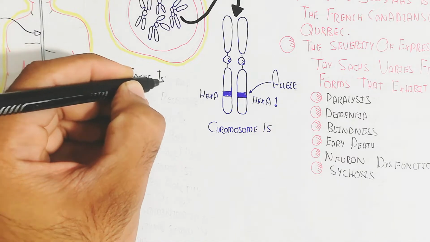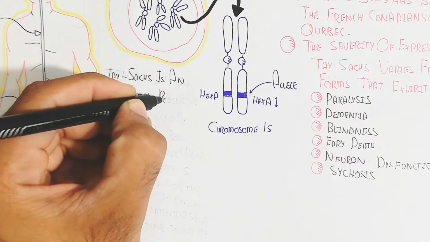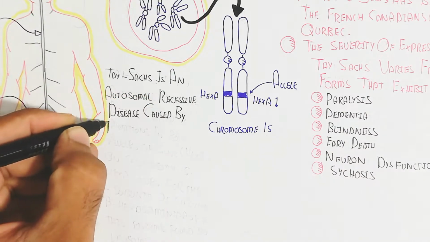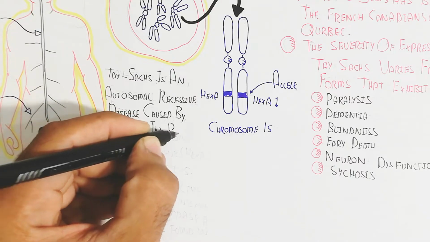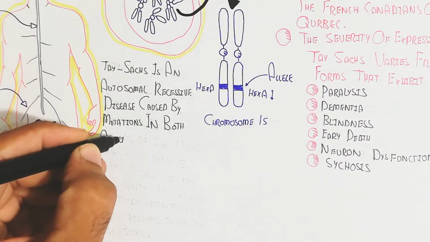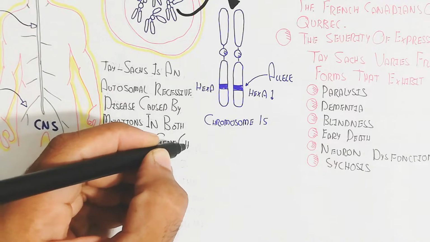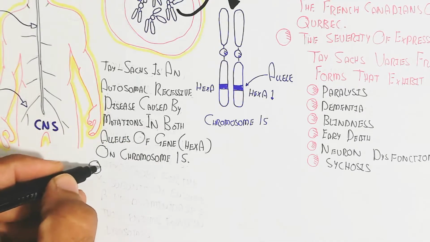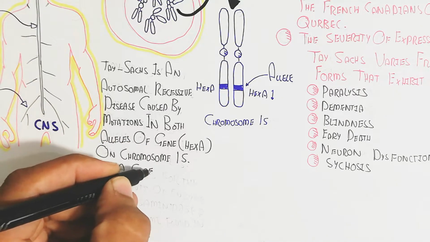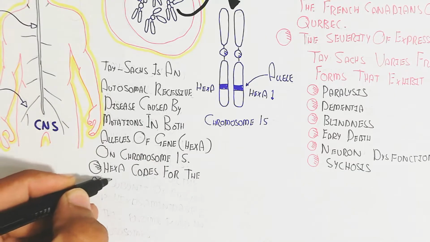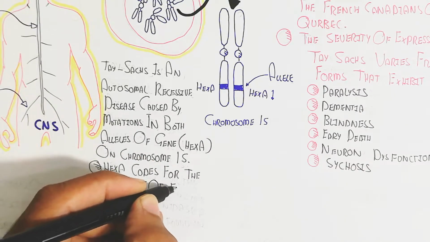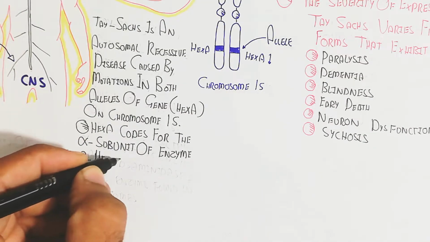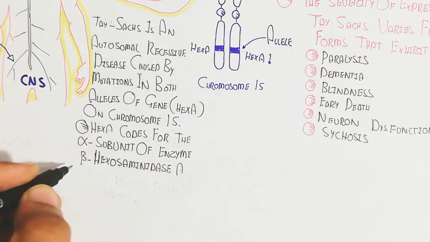So Tay-Sachs disease is an autosomal recessive disease caused by mutation in both alleles of the gene HEXA on chromosome 15, so remember that. HEXA codes for the alpha subunit of the enzyme beta-hexosaminidase A. This enzyme is found in the lysosome, remember. So the lysosome is involved in this mechanism.